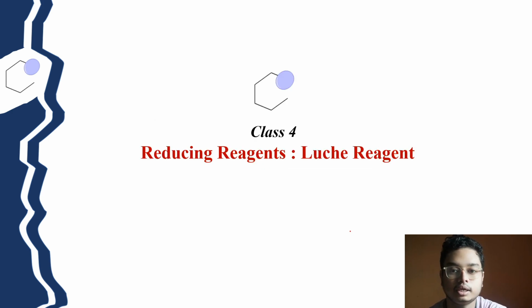So with this, we end this lecture. In this lecture, we have discussed some information regarding NaBH4, the mechanism, different kinds of reactivity, some exceptional cases, and the reaction with tosyl hydrazone. In the next class, we will talk about the Luche reagent, which is a variant of NaBH4 based reduction.